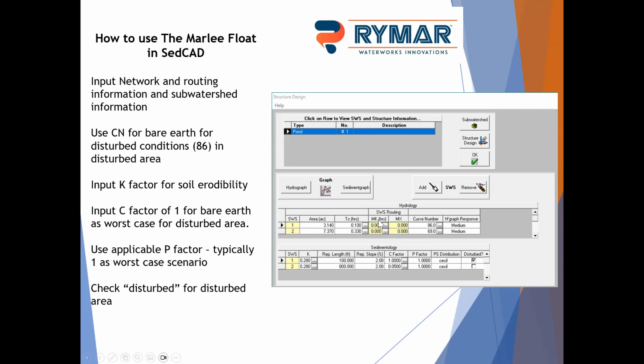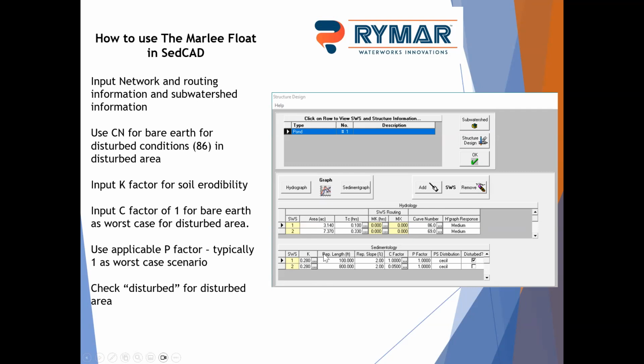You can do your stormwater routing. In this case, we didn't fill that in because it's a short distance between the two, basically coming out the same point. For the curve number, we use an 86 for bare earth conditions during construction. Hydrograph response is typically medium here, but it depends on your area. For the area not included in the site, the 7.3 acres, had a curve number of 69. That was sort of an undeveloped, partially developed area upstream.